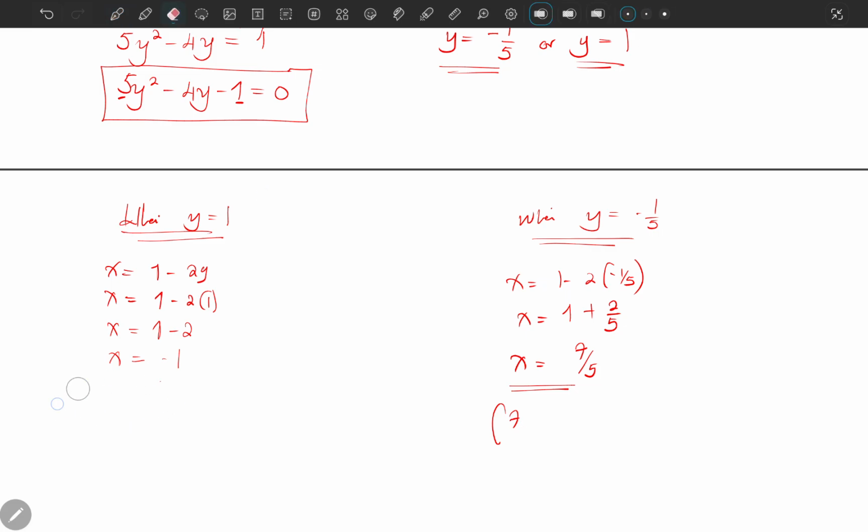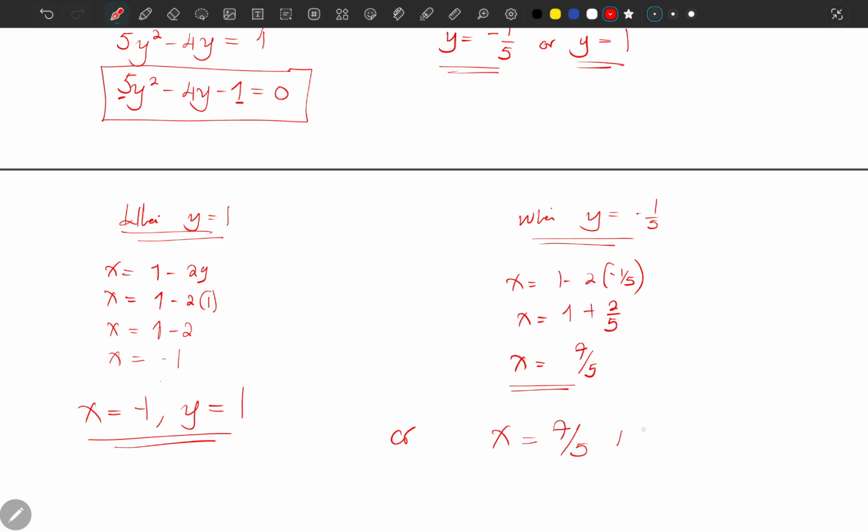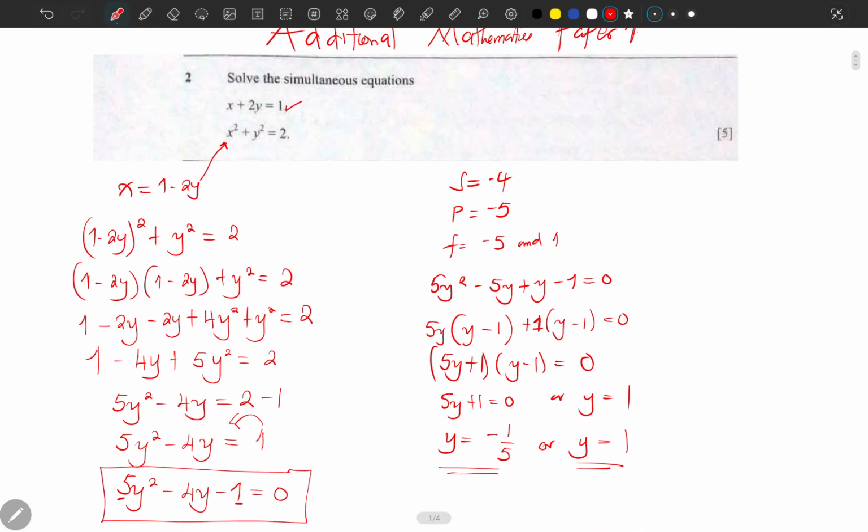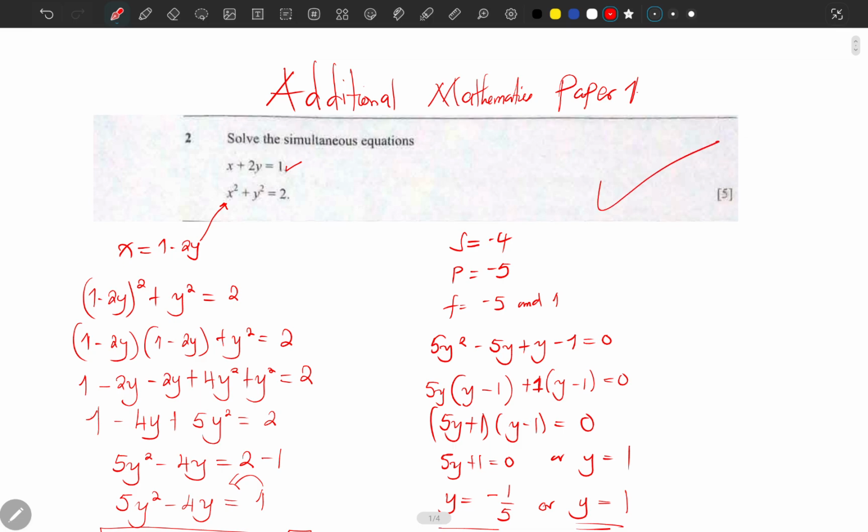Our first answer is that x is negative 1, y is equal to 1, or our x is 7 over 5 and our y is negative 1 over 5. Just like that, and you are done. 5 marks.